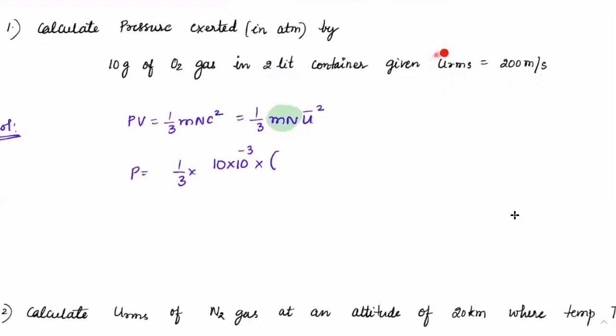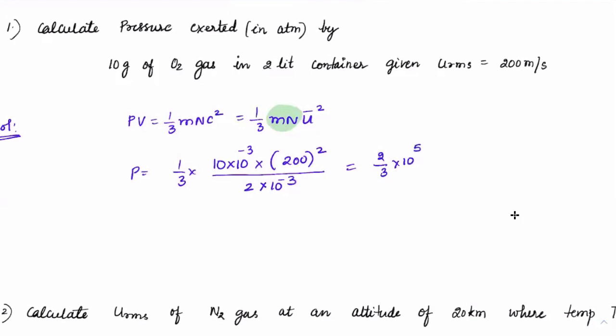URMS is given. RMS square would give us this mean square, so that would be equal to 200 whole square, divided by volume. Volume is given as 2 liters, but as per the units, we are taking everything in the SI system. So 2 into 10 raised to the power of minus 3. I guess you understood that. One of the 2 will get cancelled here, so we will have this as 2 by 3 into 10 raised to the power of 5.